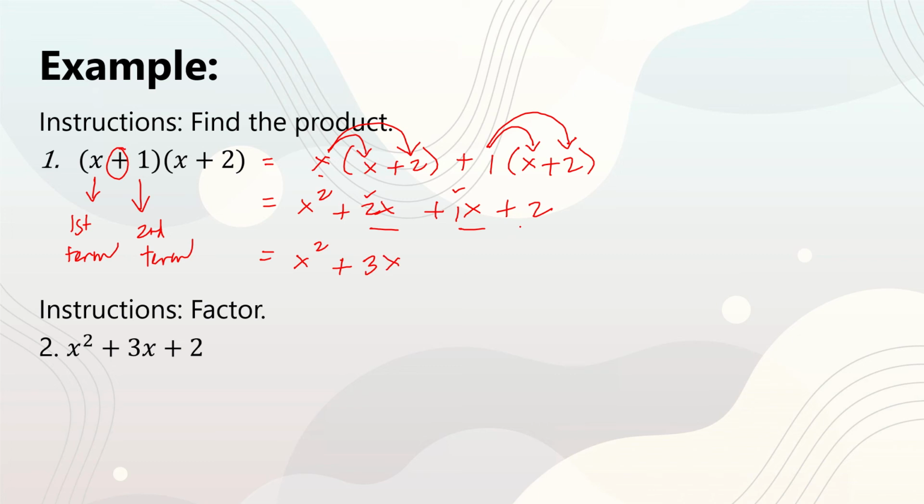And lastly, for our constant term, we only have the 2 in here. So there's no other constant term, that's why we just have to copy it. And double check whether it's already in simplest form. If you notice, there are no more like terms, so this is already in simplest form, so this is our answer: the product of the two binomials given to us.